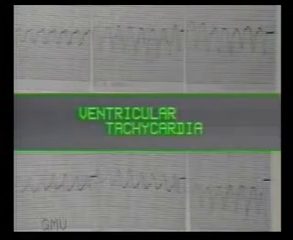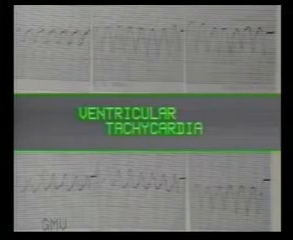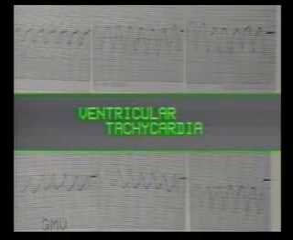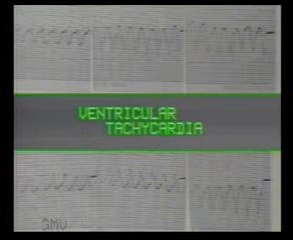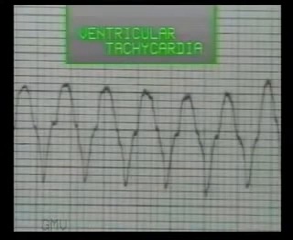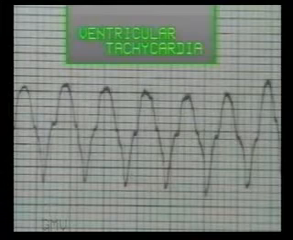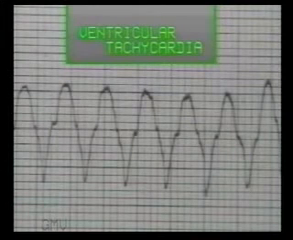If the QRS complexes are wide with inverted T waves, then it is a ventricular tachycardia. Observe this strip carefully. The wide and bizarre QRS patterns suggest a ventricular tachycardia. The rate, like paroxysmal supraventricular tachycardia, varies from 160 to 220 per minute.